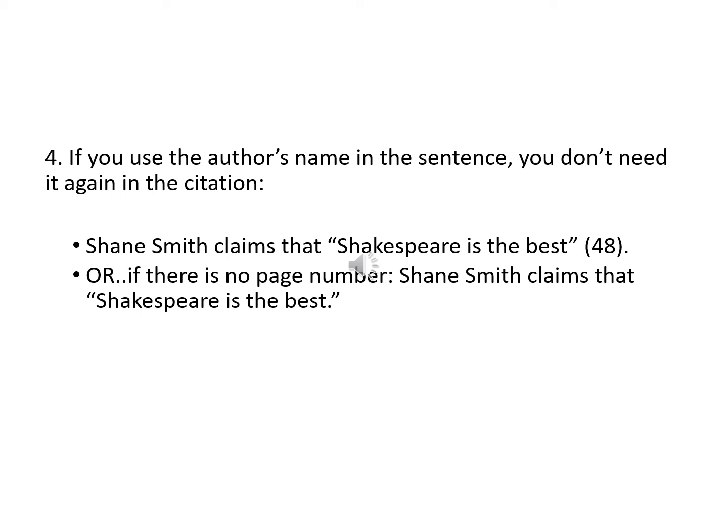Now there are other rules. There are other situations that you will come across, but there's too many to go over and to list. For example, what if you have two authors with the last name Smith that you use in your paper? You have Jane Smith and Shane Smith. If I just put Smith, you're not going to know which author I'm talking about. So there's a different rule for that. If Shane Smith wrote two different articles and you use them both in your essay, and I just put Smith, you're not going to know which article it's from. So there are other situations.